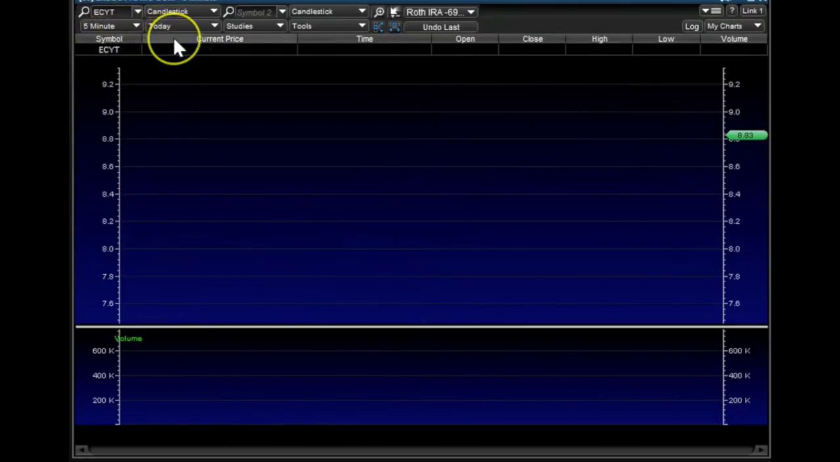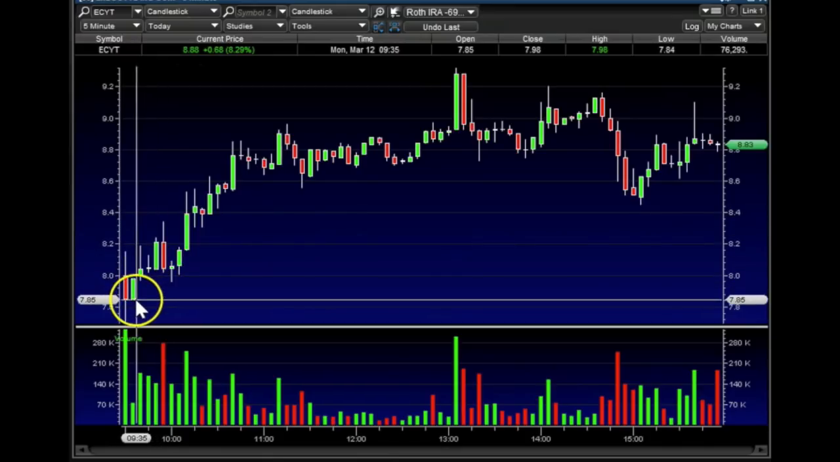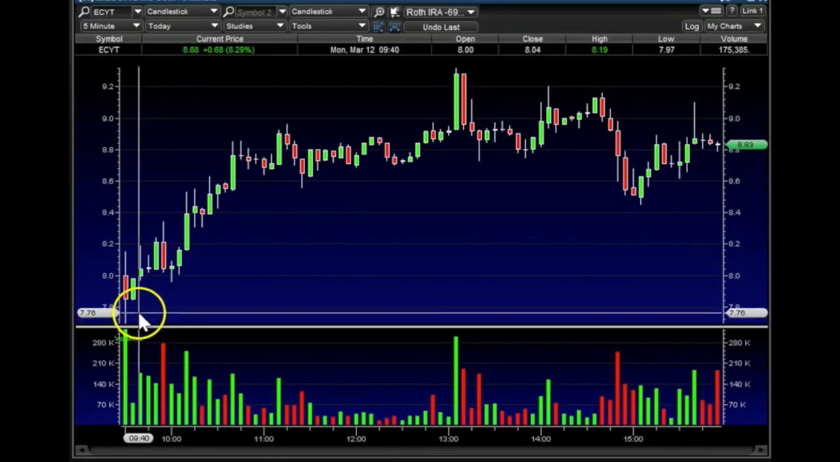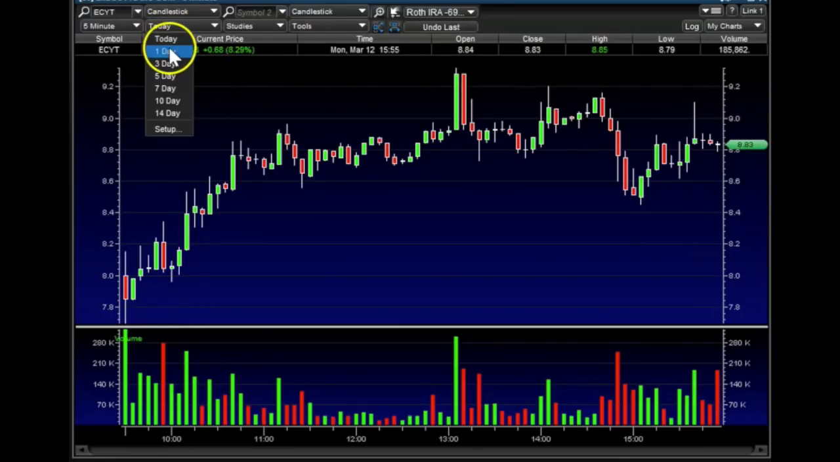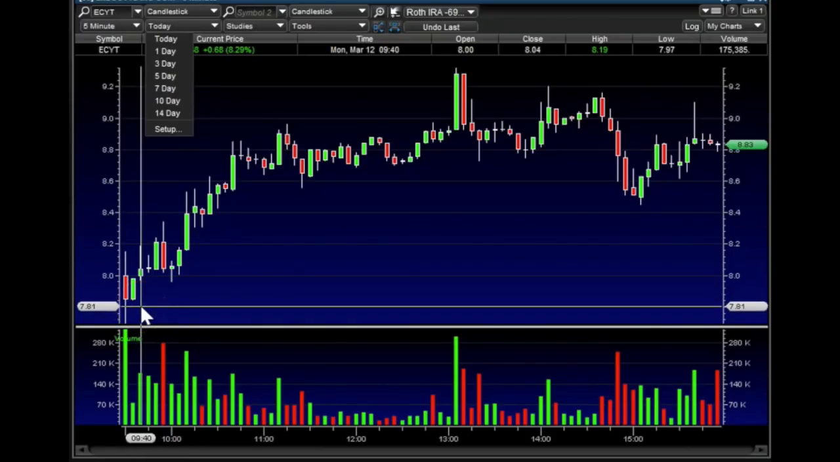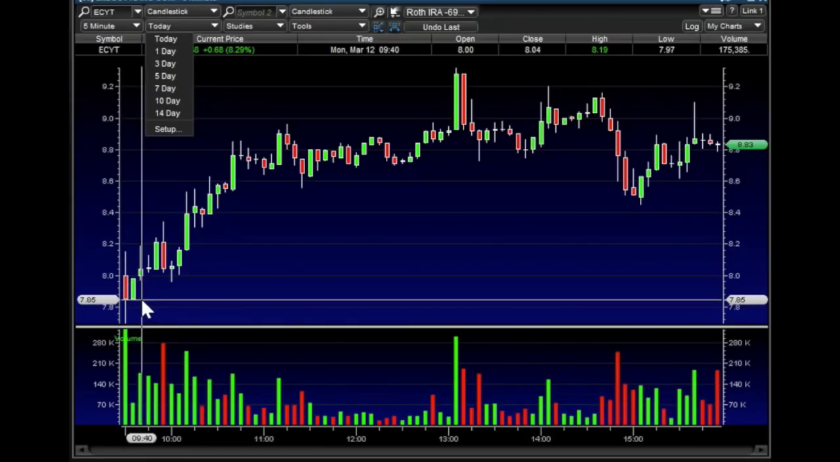Alright, so you can see here that the stock opened at 8, pulled back to 770, and that was a key support area from Friday. And in fact, that's where I was buying it on Friday. My goal was to see if the stock held that support zone, which it did.